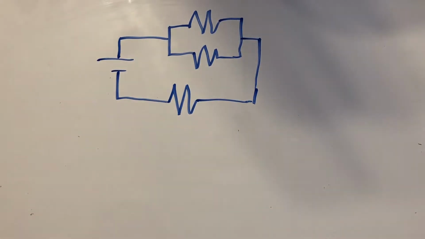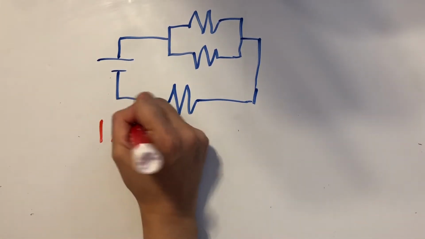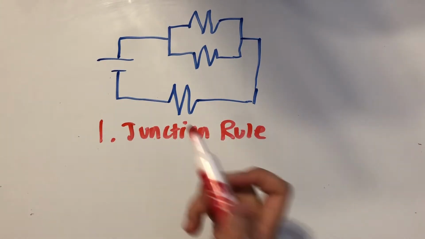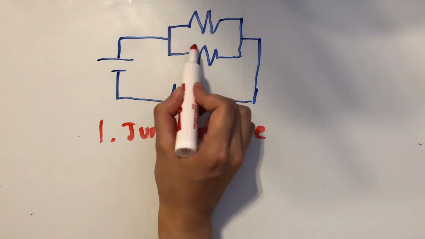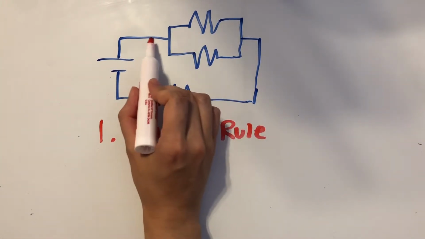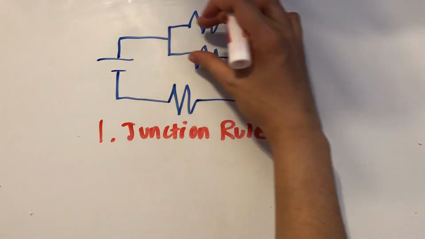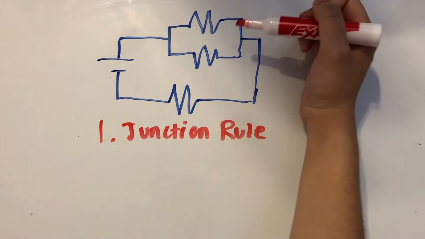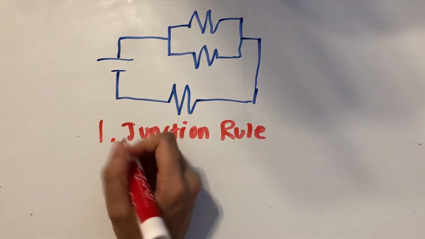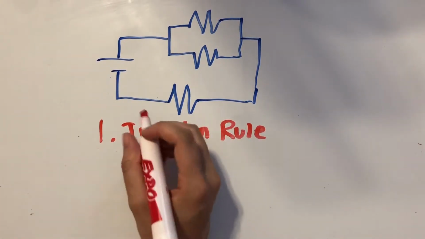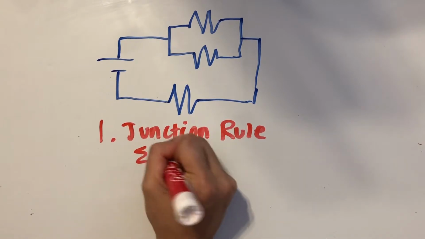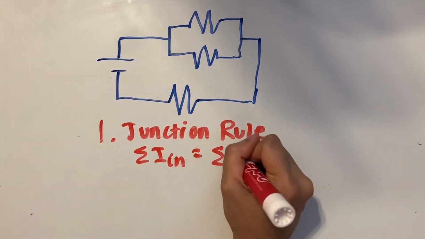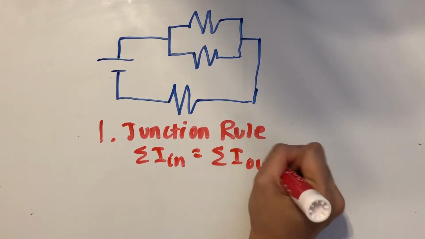The first rule is what I like to call Kirchhoff's junction rule. What a junction basically is, do you see this little part here where the wire splits into multiple parts and then comes back together again? Well, that's going to be the junction in our case. So what the junction rule basically says is that the sum of the currents flowing into a junction is equal to the sum of the currents flowing out.